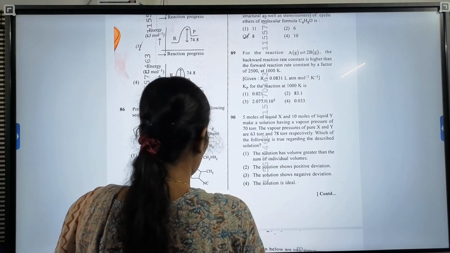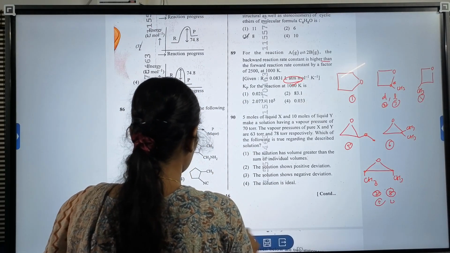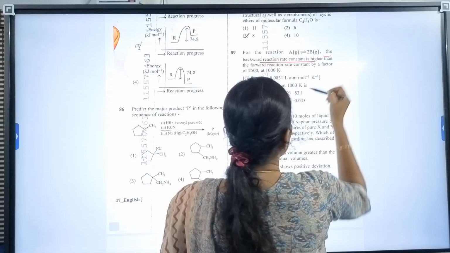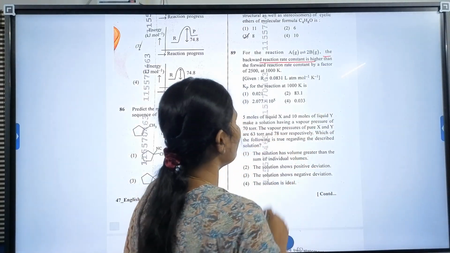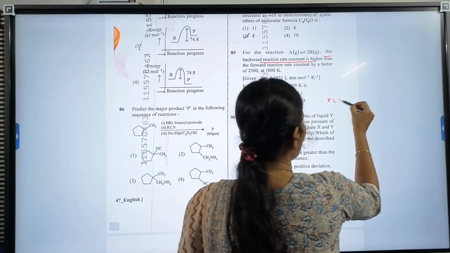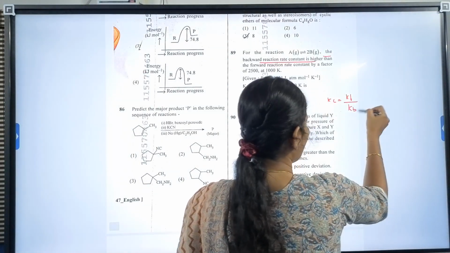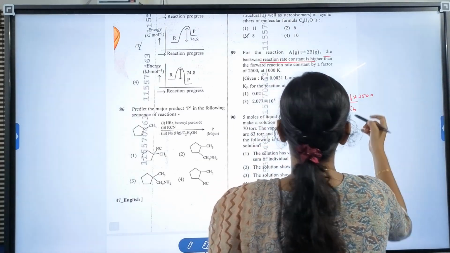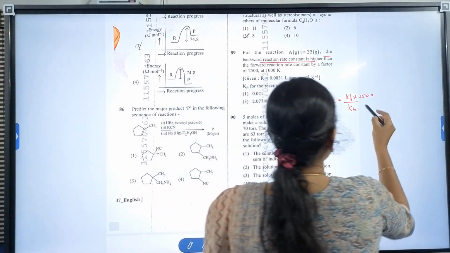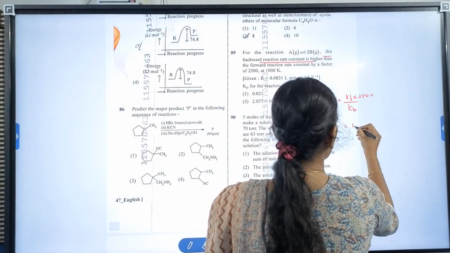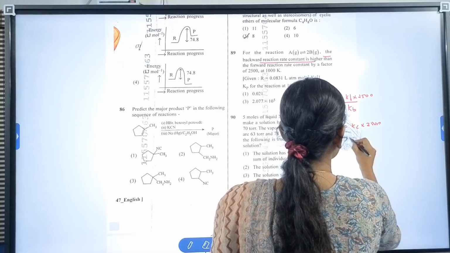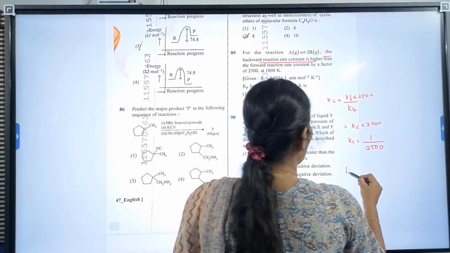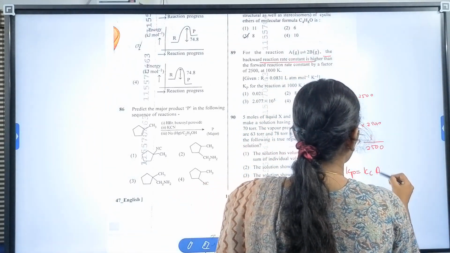89, again a direct question. The backward reaction rate constant is higher than that of forward. Usually Kc will be like Kf by Kb. Backward is greater than forward by the factor. Yes. So how can we write it as Kc into 2500? So Kc will be like 1 by 2500. So Kp is equal to Kc RT power delta Ng.